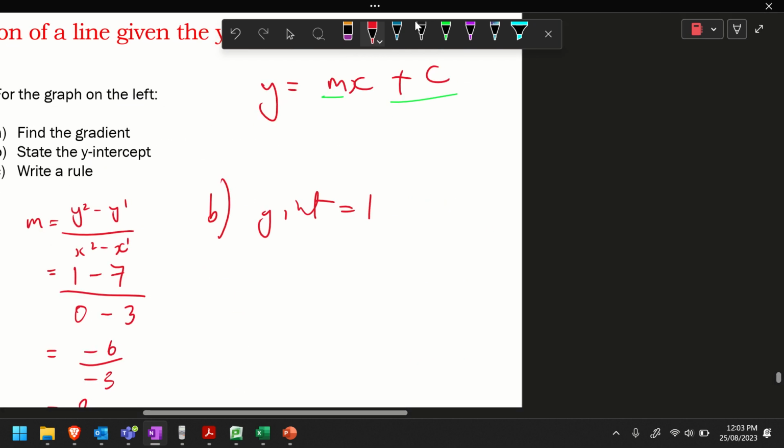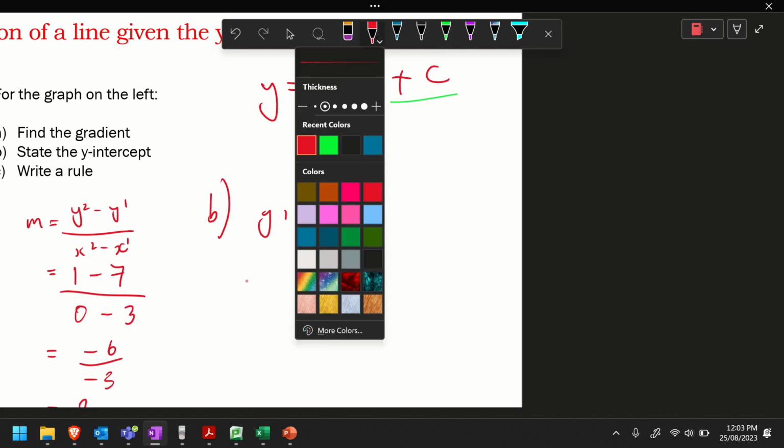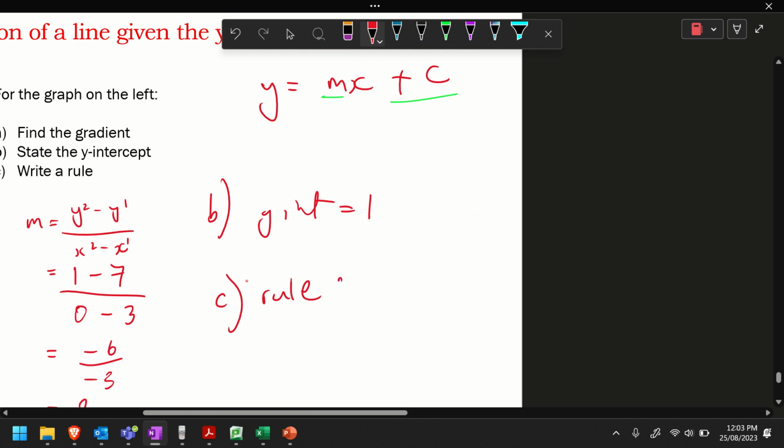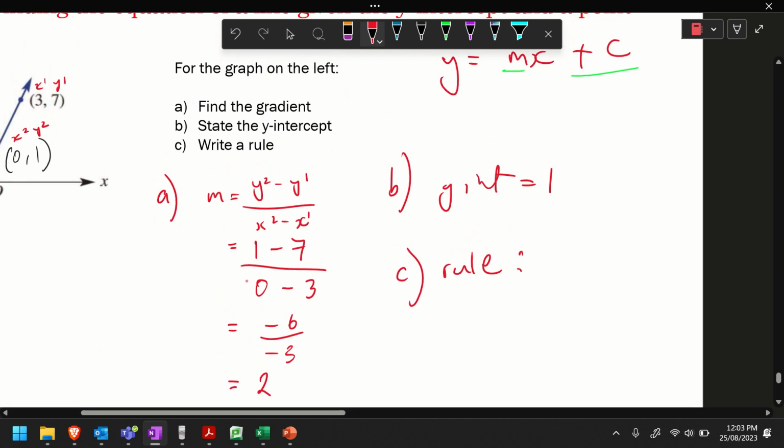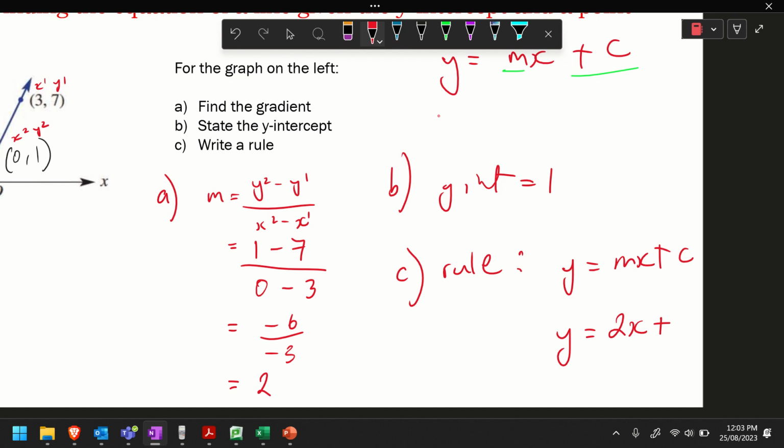So for part C, when you write the rule, remember the rule is y equals mx plus c. You're only changing two things: the gradient and the y-intercept. So what's my gradient here? 2. So y equals 2x. And what's my y-intercept according to this? 1. So it's just going to be y equals 2x plus 1. There's your rule. That's it.